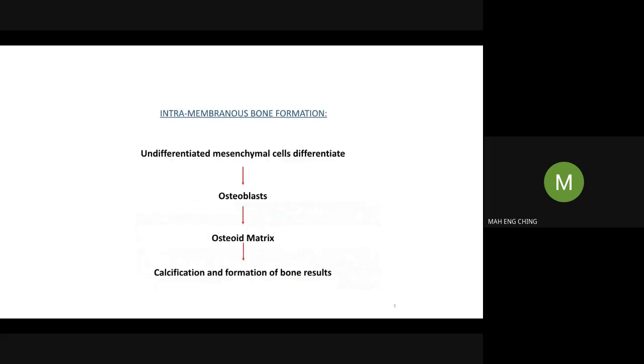First we will talk about intramembranous bone formation. Undifferentiated mesenchymal cells differentiate into osteoblasts. Then the osteoblasts secrete the osteomatrix. This matrix becomes calcified, and then it becomes bone. So the mesenchymal cells form the osteoblasts, the osteoblasts form the matrix, and then the matrix calcifies to become the bone. That's intramembranous.